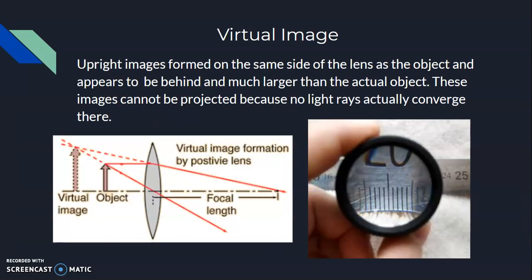The second type of image is a virtual image, which is formed by a diverging lens when an upright and magnified version of the object appears to be behind the object on the same side of the lens. No light rays actually converge there, so these images cannot be projected, hence their name, virtual images.